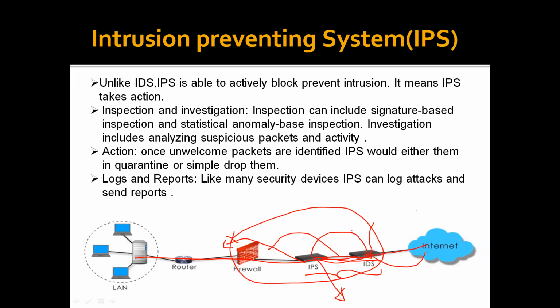The IDS checks the packet, detects the packet, and gives its decision: an error message or alarm, like a report. After that, the IPS gets this packet and, according to the IDS decision, drops the packet and sends the report.